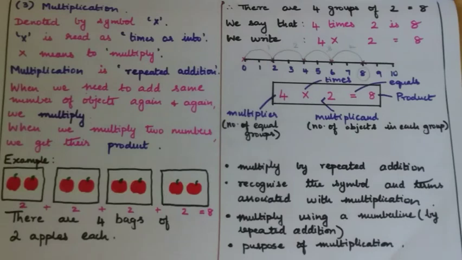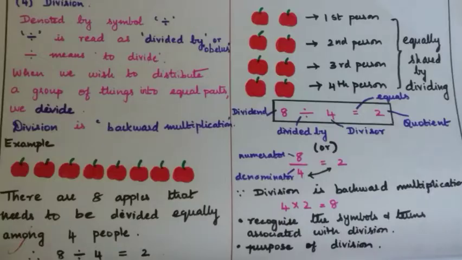What is the purpose? When there are n number of groups with each group having the same number of items, then the easiest way to find the answer is to multiply. So there, multiplication plays an important role. Having learned the basics of multiplication, in our future videos we will see how to introduce tables to kids in a smart and easy way. Now let's see about the concept of division.